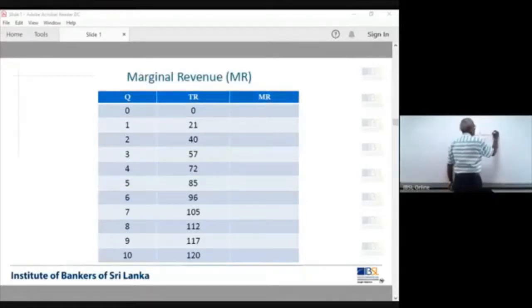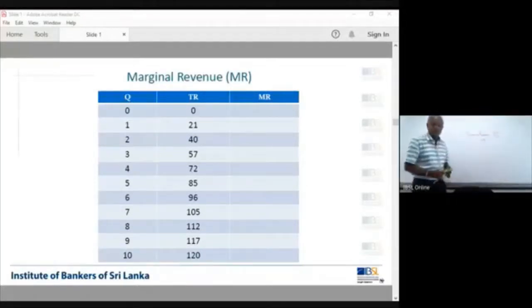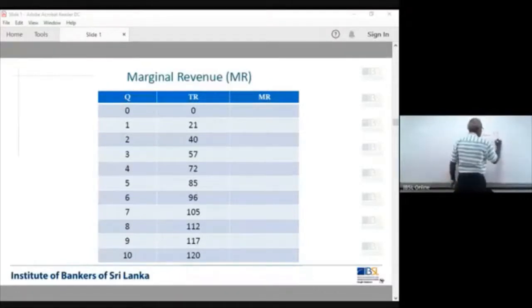Change in revenue, total revenue divided by change in output. Can you see? Yes, change in revenue. In other words, it is TR2 minus TR1. MR.